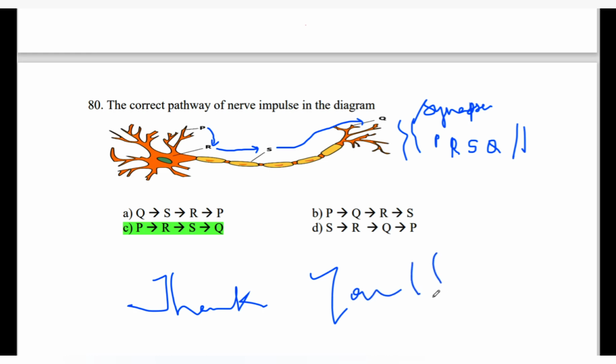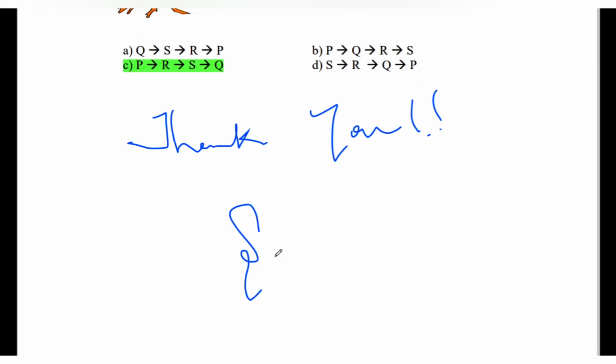Students, for each of these questions, do read the textbook, understand the concept.